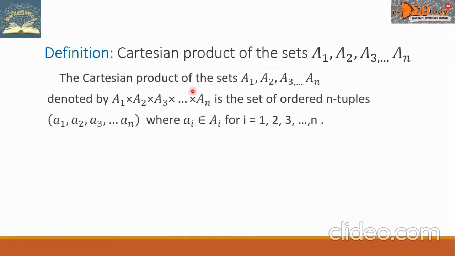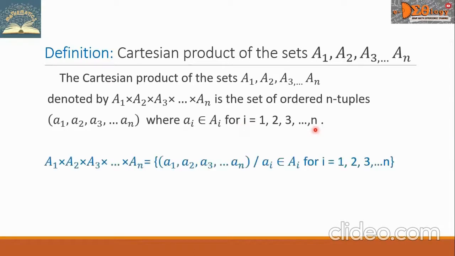The Cartesian product of the sets A₁, A₂, A₃, up to Aₙ, denoted by A₁ × A₂ × A₃ × ... × Aₙ, is the set of ordered n-tuples (a₁, a₂, a₃, ..., aₙ), where aᵢ is an element of the set Aᵢ, for i equals 1, 2, 3, up to n. By set builder notation, we will write it like this.